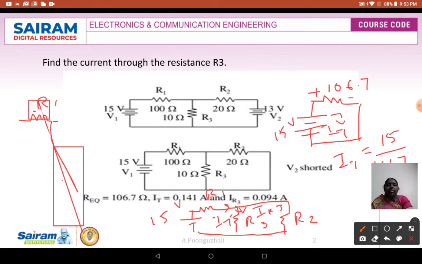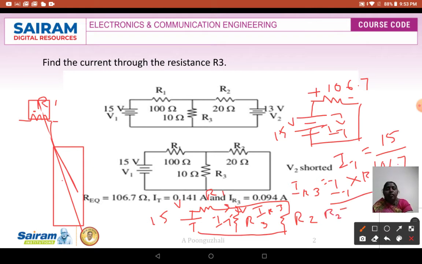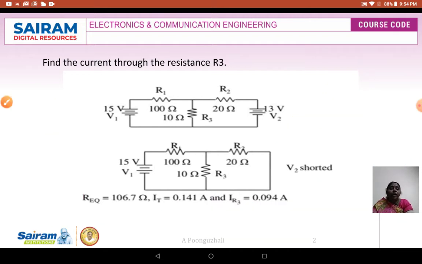To find IR3, I can apply the voltage divider rule. What is the voltage divider rule? IR3 is equal to the total current IT into the opposite resistance, which is R2, divided by R2 plus R3. If I substitute and simplify, my current is going to be 0.094 amps. This is the current through the resistance R3 because of this 15 volt voltage source.